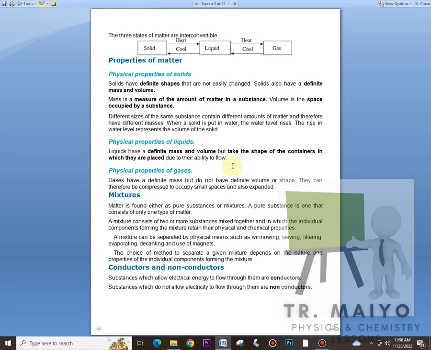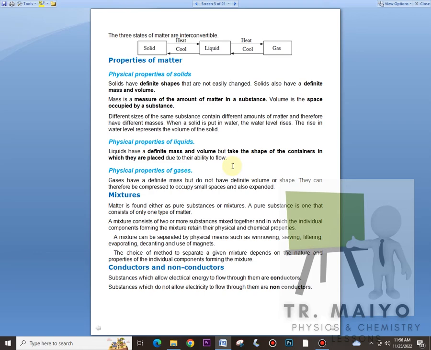So let's look at the mixtures. We are still reviewing topics taught in primary school. Matter is found either as pure substance or as a mixture. A pure substance is one that consists of only one type of matter. For example, when you have maize alone, we can say pure substance because they are just maize. But when you mix with beans, it becomes a mixture. A mixture consists of two or more substances mixed together, and in which the individual components forming the mixture retain their physical and chemical properties.